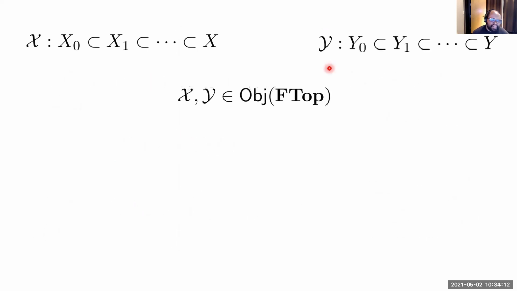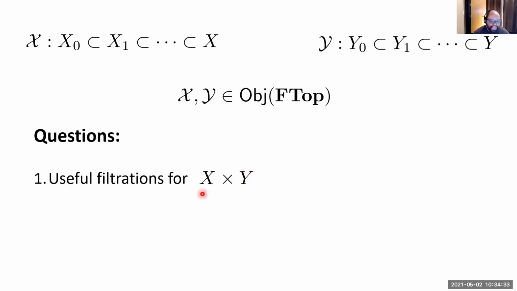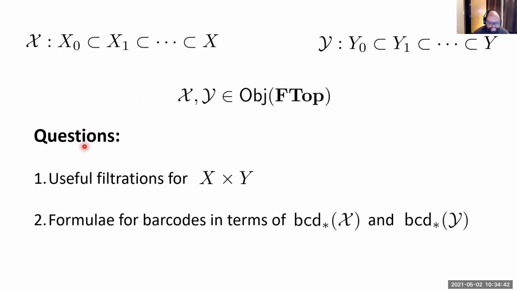So the question that we face now is, let's replace X and Y. They're not topological spaces anymore, but they're filtered topological spaces. So let's say that you take two objects, X and Y, in the category of filtered topological spaces. So the first question is, what are useful ways of filtering the product? You can take the product of X and Y. What is a good filtration for it? The second question is, what are formulas for the barcodes of the filtered product once you choose a filtration? What are formulas for the barcodes in terms of the barcodes of X and the barcodes of Y?